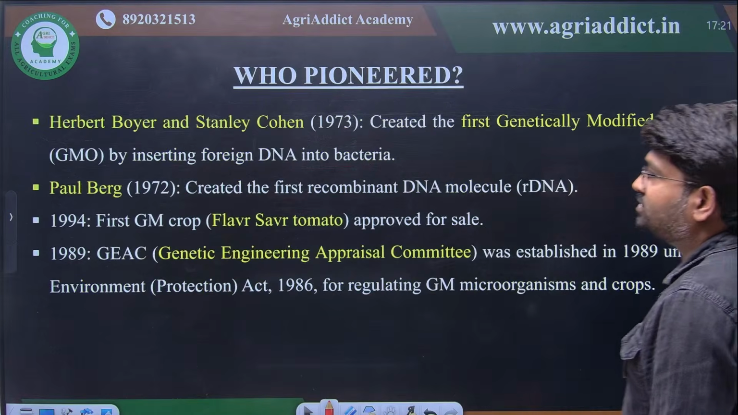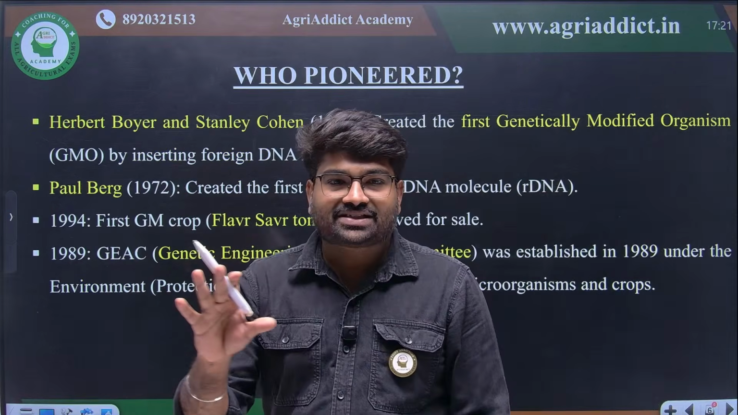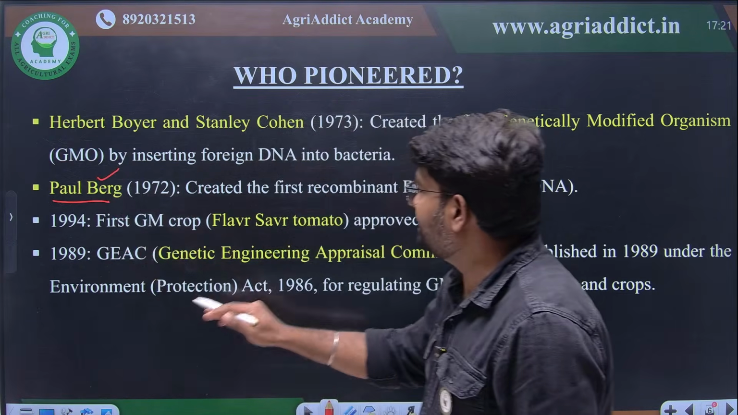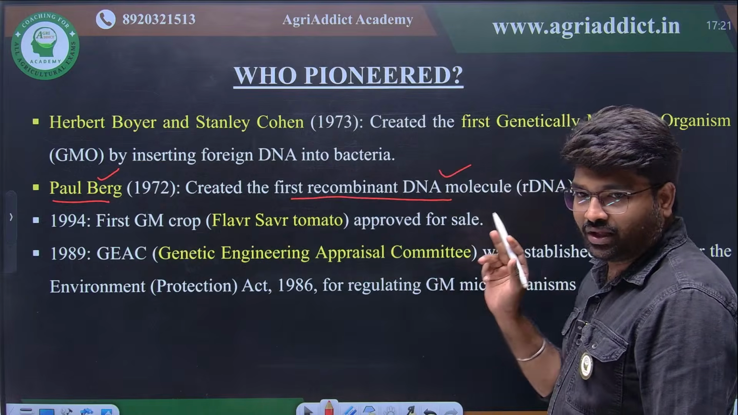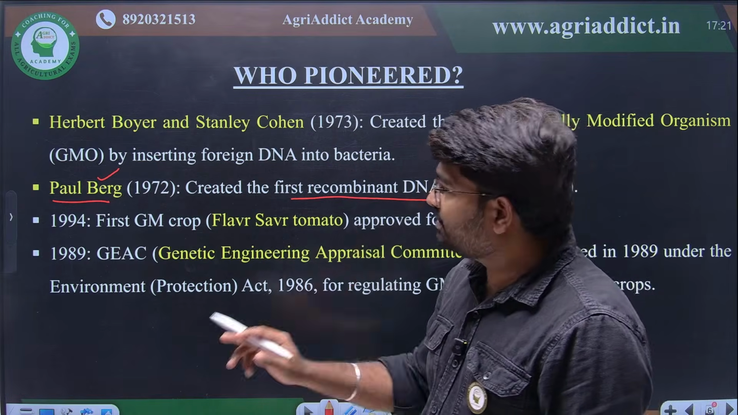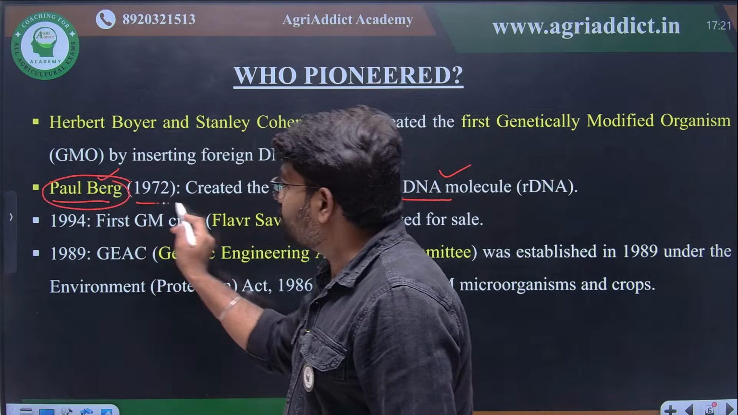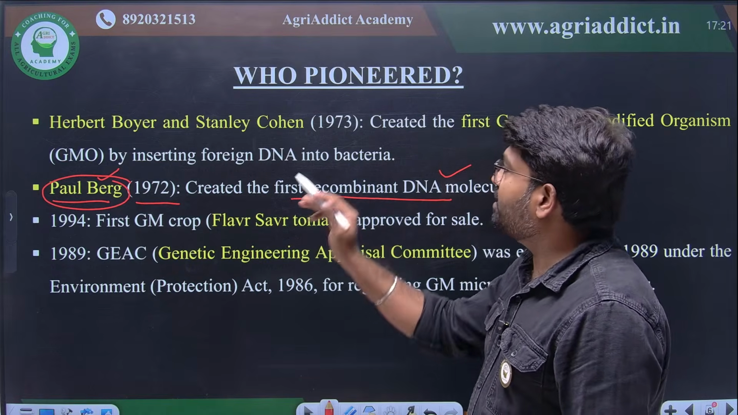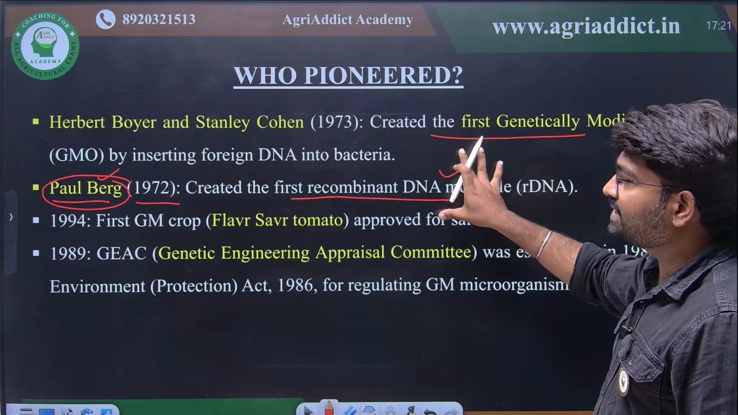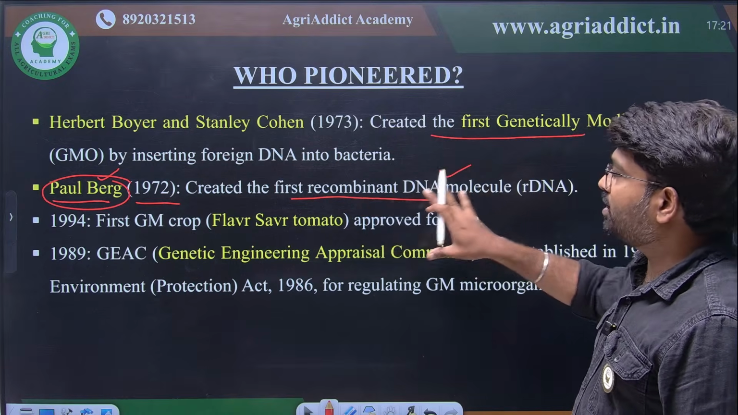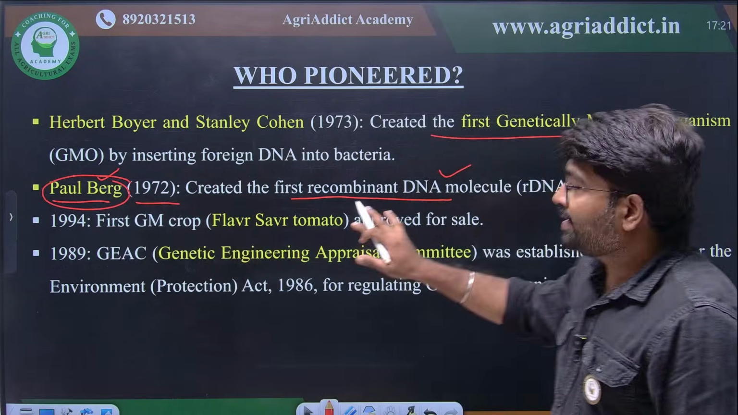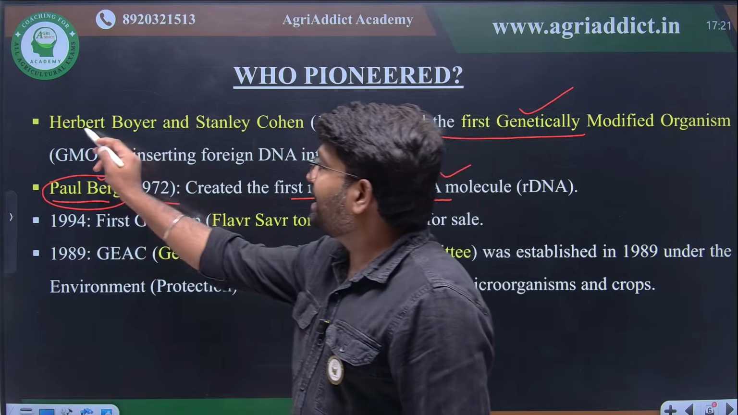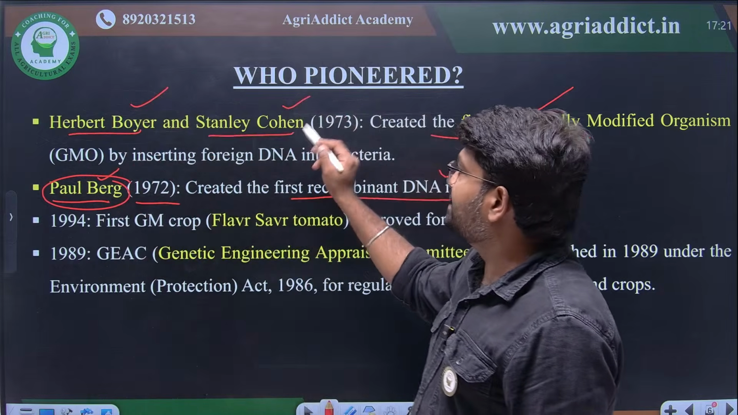So we are going to see about the scientists' contributions also. The most important thing, Paul Berg was the first person to create the recombinant DNA molecule. The rDNA molecule was developed by Paul Berg in 1972, which is very important. Now, the first genetically modified organism, the difference is clear now. The first recombinant DNA molecule was developed by Paul Berg, and the first genetically modified organism was developed by Herbert Boyer and Stanley Cohen.